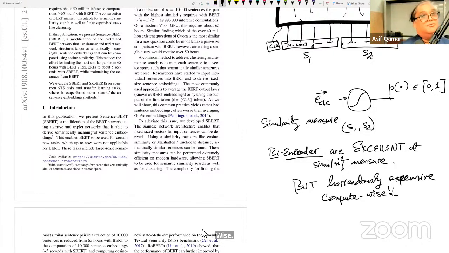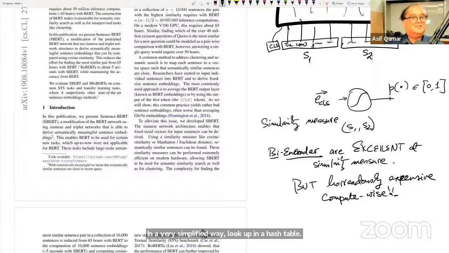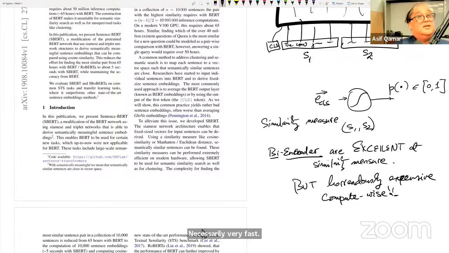Are we together? While you can do, and remember, inverted index searches ultimately, in a very simplified way, look up in a hash table, right? Not quite. In reality, search is more complicated than that, but it's a simplified way of looking at it. Therefore, necessarily very fast. This is by no means. It would literally take a couple of 100 milliseconds to just compare two strings, right? Or actually, not a couple of 100 milliseconds, no, I take that back. To just compare one would still take a few milliseconds, but it was expensive.